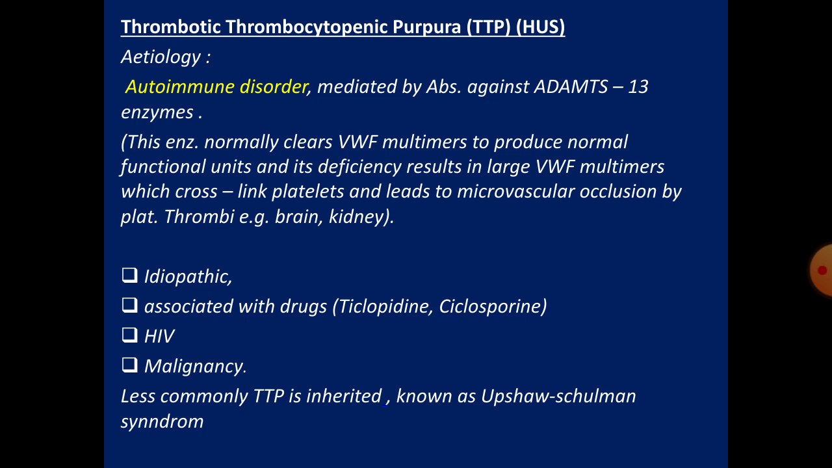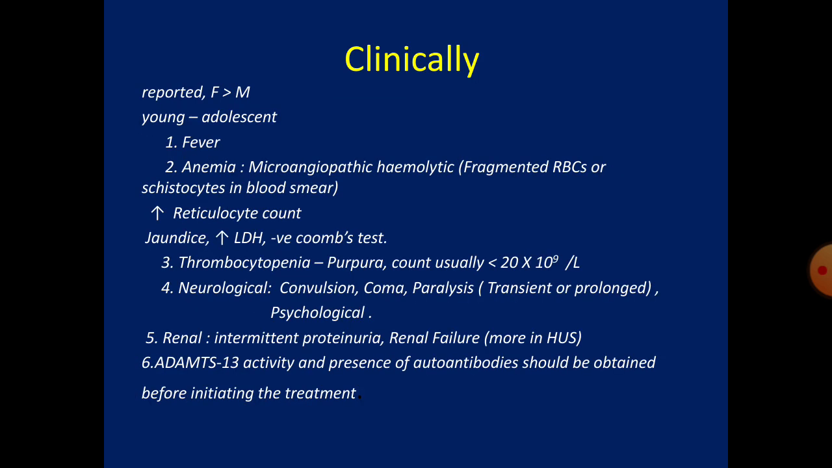cardiac, and different organs. So the causes of TTP may be idiopathic, or may be associated with drugs like ticlopidine and cyclosporine, HIV, malignancy, transplant. So we have many secondary causes of TTP. Less commonly TTP is inherited, like what we call the Upshaw-Schulman syndrome, and this is actually caused by congenital deficiency of ADAMTS13 rather than presence of an antibody directed against ADAMTS13.